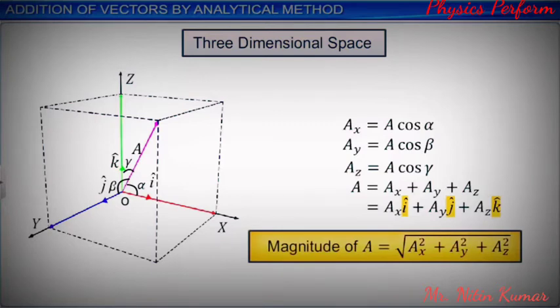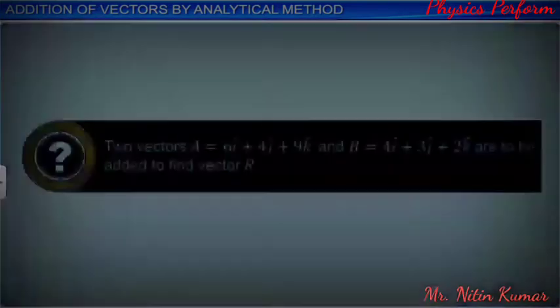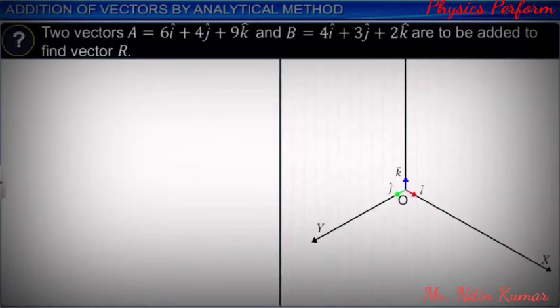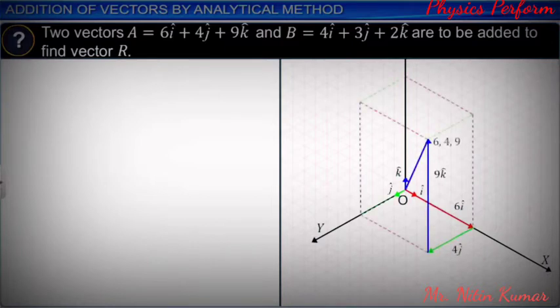Let us solve a simple problem using isometric graph paper. Two vectors, A is equal to 6i plus 4j plus 9k and B is equal to 4i plus 3j plus 2k are to be added to find vector R. To visualize the process, you can represent A on the graph paper by joining the point 6, 4, 9 to the origin O. Similarly, join 4, 3, 2 to the origin O to obtain B.